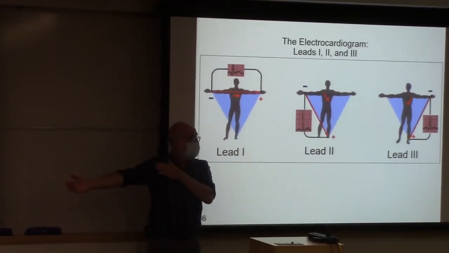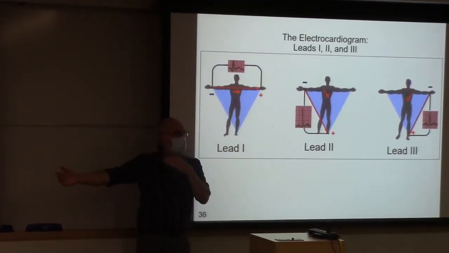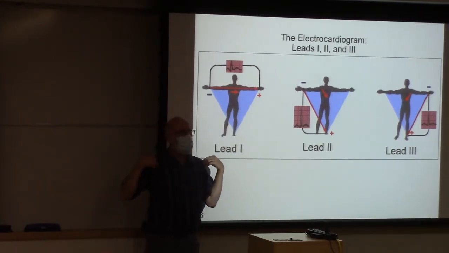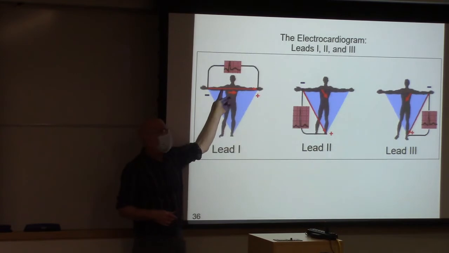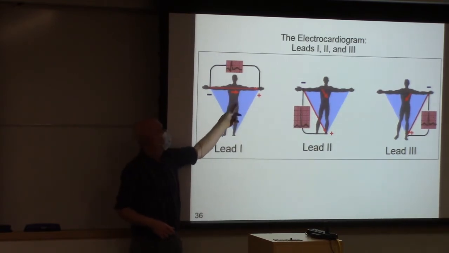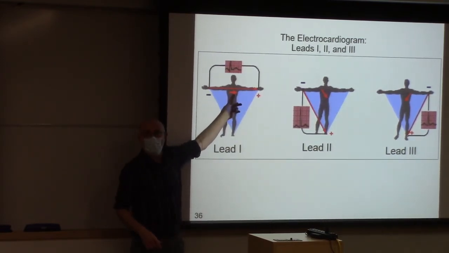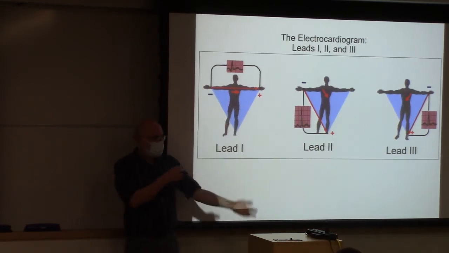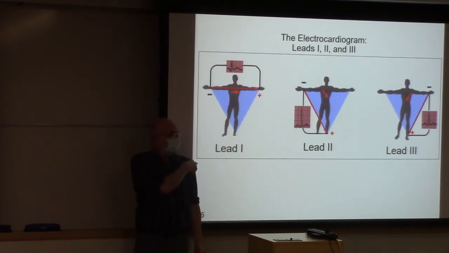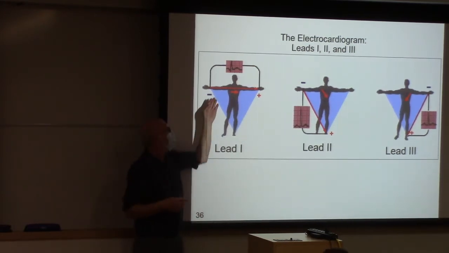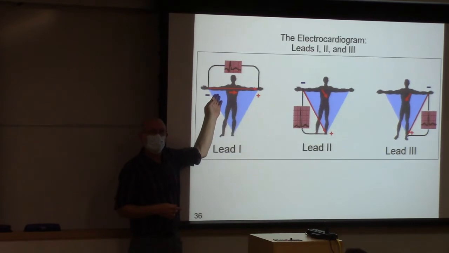That connection from right arm to left arm defines an orientation in the body across the chest, like this red arrow. Because the only way to get electricity from here to here is this way. And that defines an orientation, horizontal orientation.